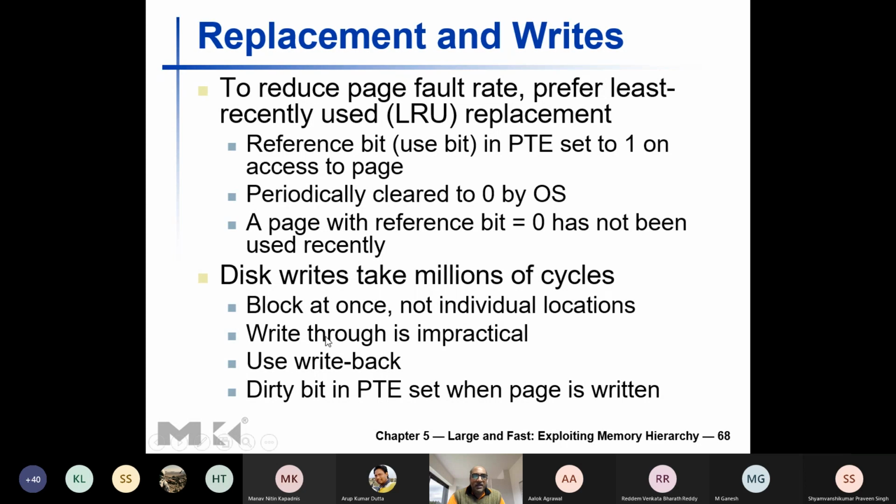In this case of virtual memory, the writing policy will be the write back policy. We don't use the write through policy because it's not practical in case of virtual memory. As we know, the access time of a virtual disk is very huge. Therefore, we generally use the write back policy.